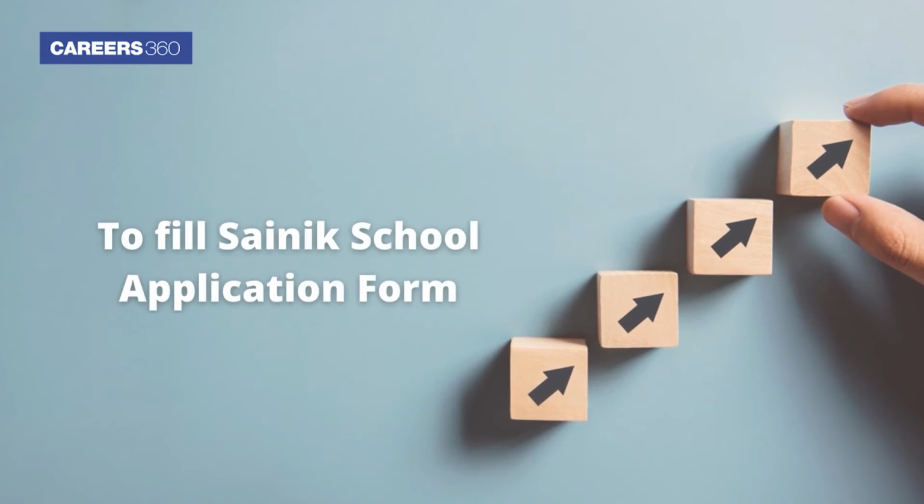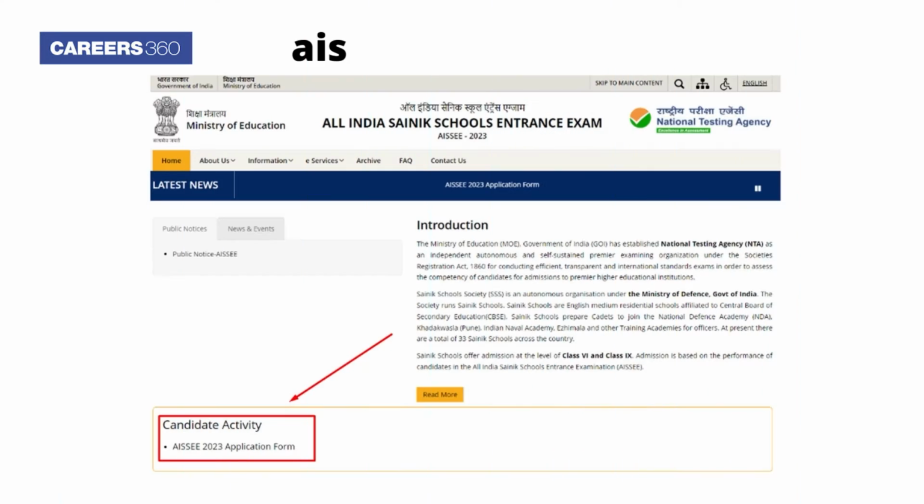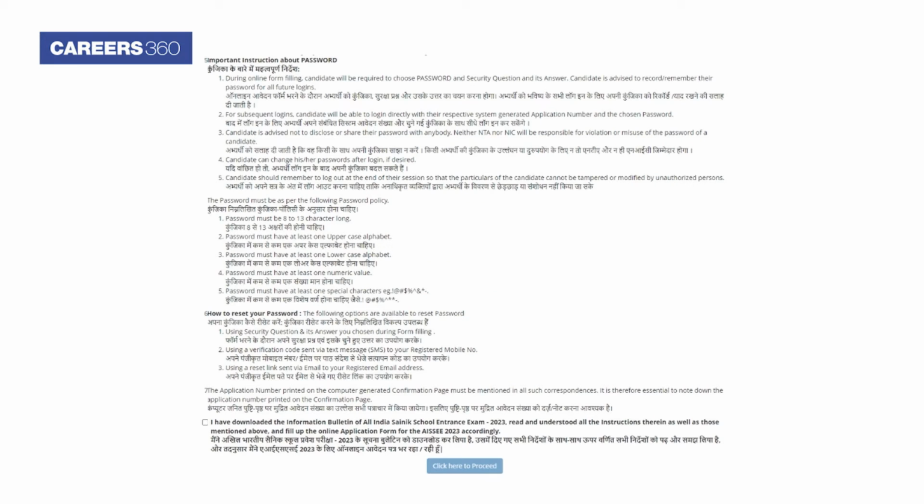Let us now learn the steps to fill Sainik School application form. First of all, open the website aissee.nta.nic.in. Scroll down and click on AISSEE 2023 application form link and a new page will appear on the screen. Now click on new registration. Read all the instructions carefully and tick the checkbox of disclaimer. Now click on the button which says click here to proceed and the registration form will be displayed on the screen.